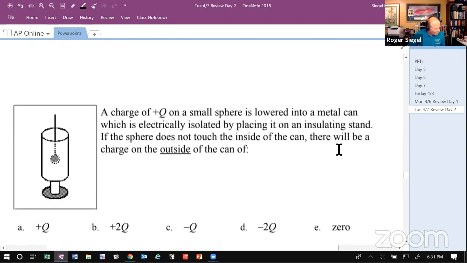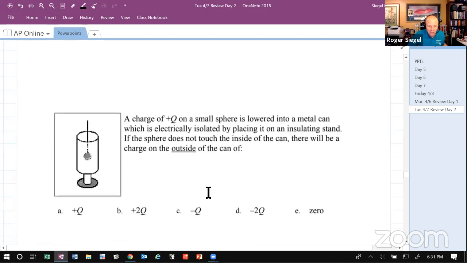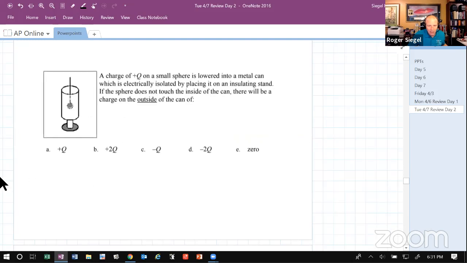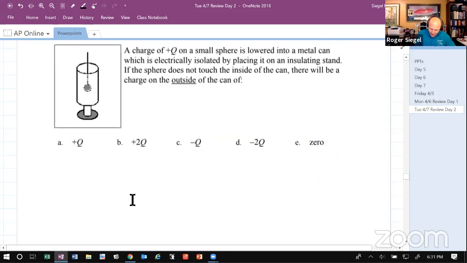All right, now this one I really love. I'm so glad we have it tonight because we're going to continue looking at this concept, but this is the first night where we get to it. So we've got a charge of Q plus on a small sphere, and it's lowered into this metal can, but it's insulated. So the metal only goes to here, and then the electrons can't go any further. If the sphere does not touch the inside of the can, there will be a charge on the outside of the can of what? Okay, so this requires us to draw a picture.